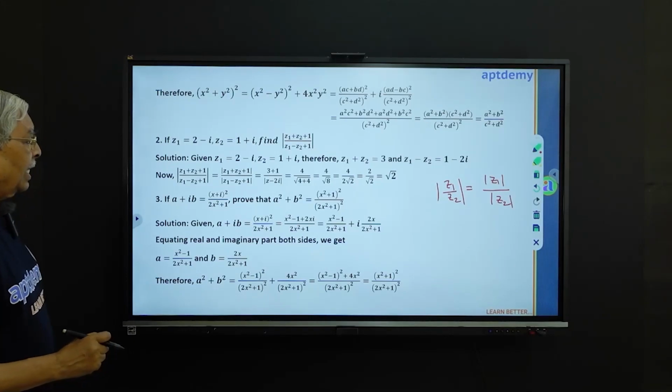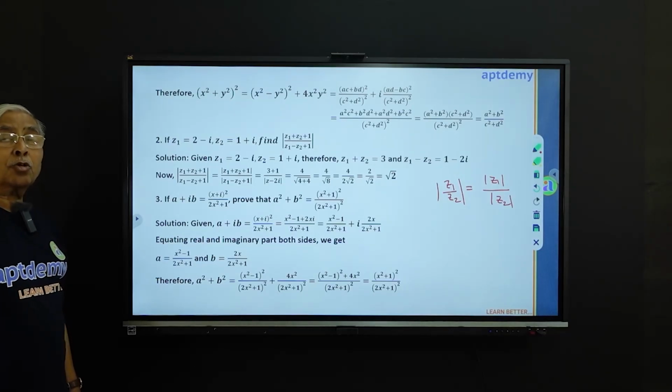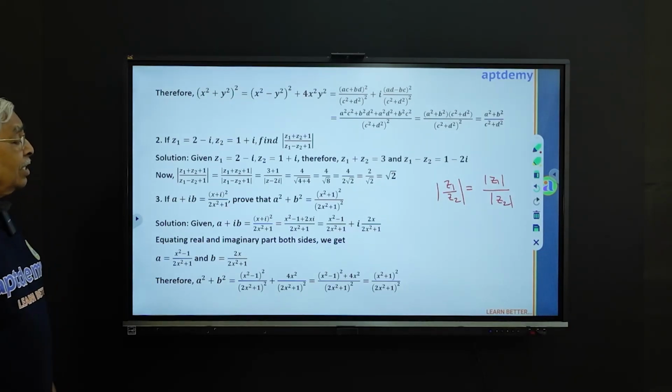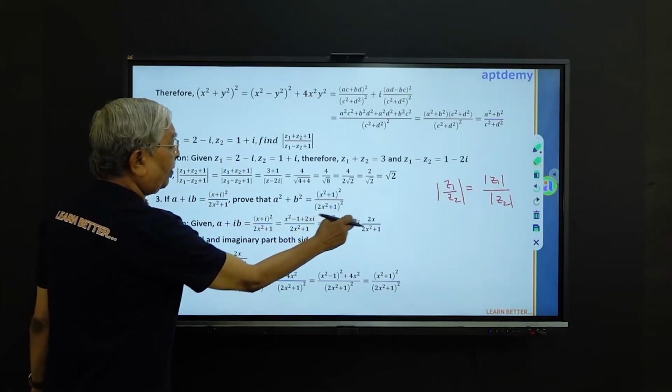Now, number 3: a plus ib equal to (x plus i) whole square by 2x square plus 1, then a square plus b square equal to this. You have to prove it. Left hand side is of the form a plus ib. So first you put the right hand side in the form a plus ib.